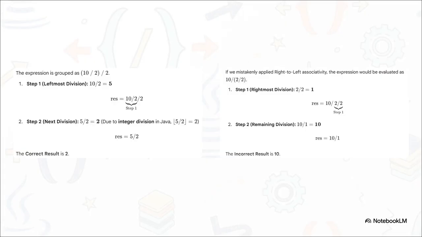And here's the proof in the pudding. Following that left-to-right rule, Java does 100 divided by 10 first. That gives you 10. Then it takes that 10 and multiplies it by 2, and voila, you get 20, the right answer. Now just imagine if the rule was right to left. It would do 10 times 2 first, getting 20. Then 100 divided by 20 is 5. See that? A totally different answer. This rule isn't just for fun, it's what makes our code predictable.